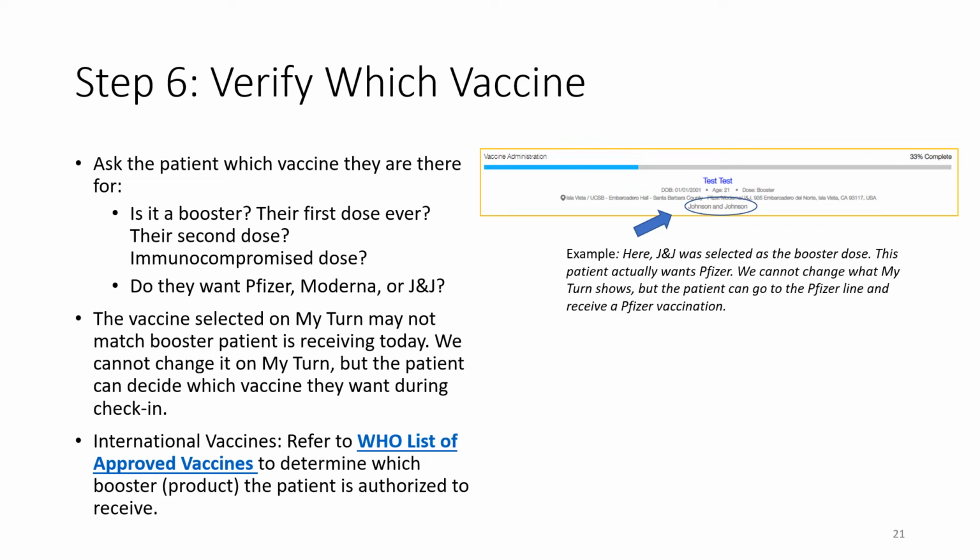Please note that some patients make appointments for a particular vaccine and then they change their mind when they arrive at our clinic. Other patients may have accidentally selected the wrong vaccine product when scheduling. For example, you may have a patient that registered for J&J on MyTurn, but then they show up to our clinic and they want Pfizer. In that case, we can't edit what their MyTurn appointment says, but the patient can change their vaccine preference at the clinic. The scribe will record the actual vaccine administered when the patient gets vaccinated, and MyTurn will accurately display the vaccine product received.